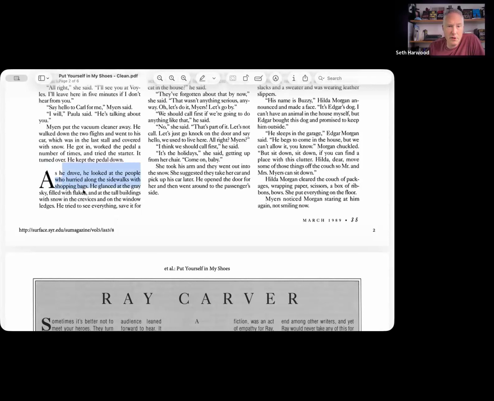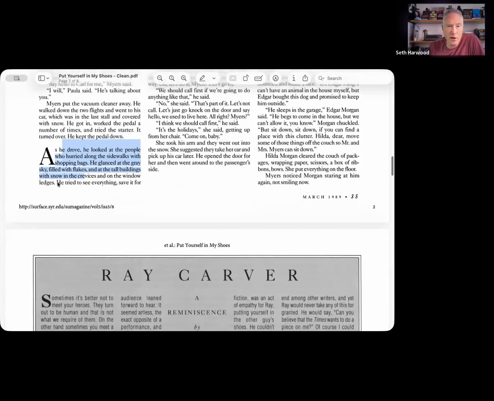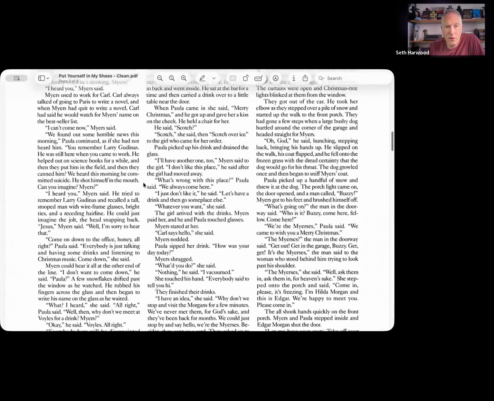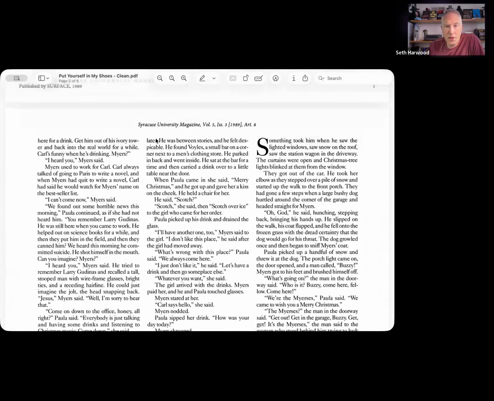He looked at the people who hurried along the sidewalks with shopping bags. We show him going to the bar. He's a writer, so part of what this story is about is his writing process. He tried to see everything, save it for later. He was between stories and he felt despicable. He found Voiles, a small bar on a corner next to a men's clothing store. This is also summary, but it's a slower version of summary that's closer to scene work. Does that make sense to you guys?